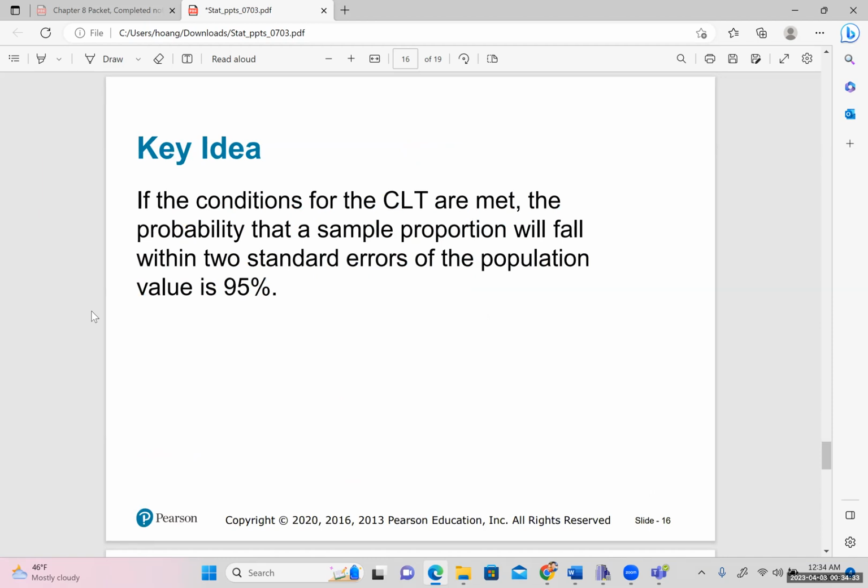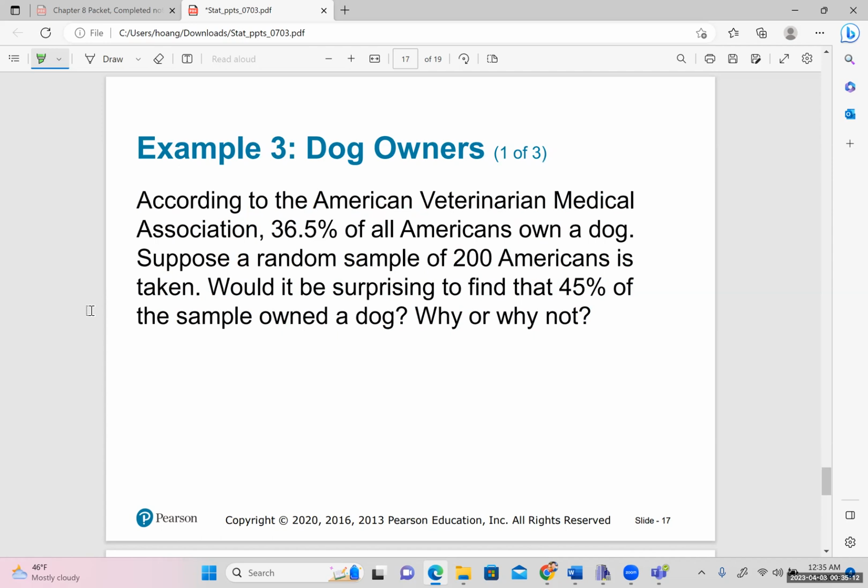The key idea for the CLT is, if the conditions for the CLT are met, the probability that the sample proportion will fall within 2 standard errors of the population proportion is 95%. Because if the CLT conditions are met, the distribution follows the normal model, so you can just use the empirical rule here to make it easier for life.